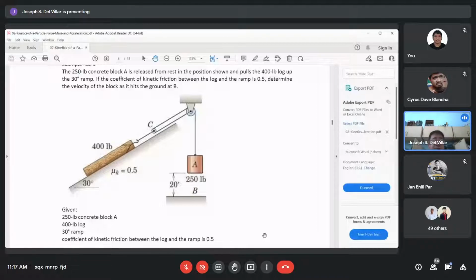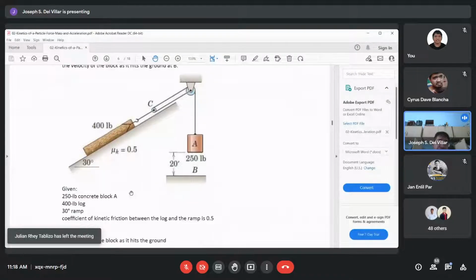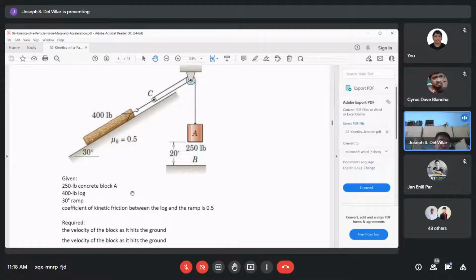Now determine the velocity of the block as it hits the ground at point B. What is the velocity of the block upon reaching B? So take note that block A still has to travel 20 feet before it reaches the ground at B. The log has a distance of 250 feet. So write all the given information culled from the problem.